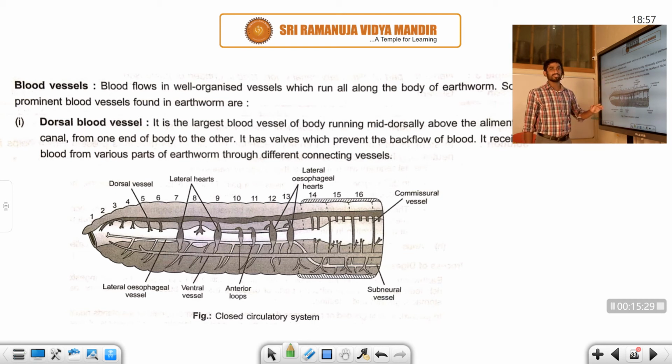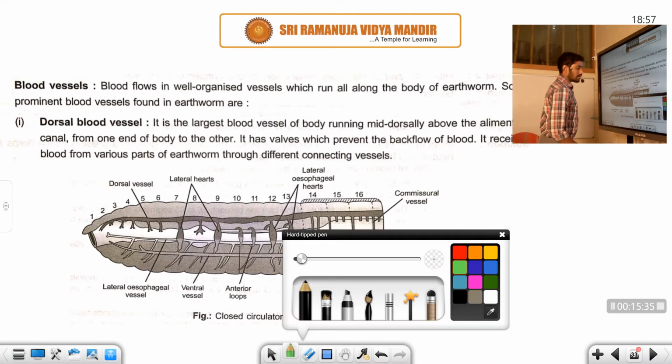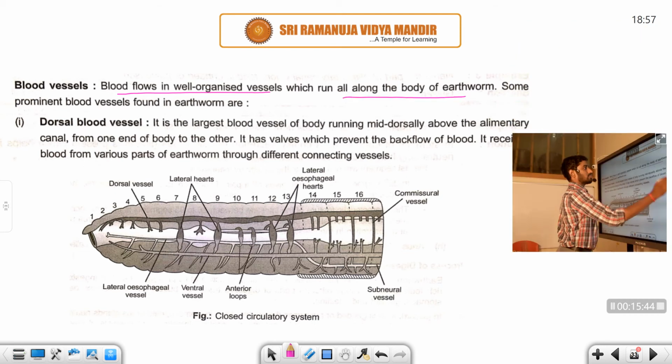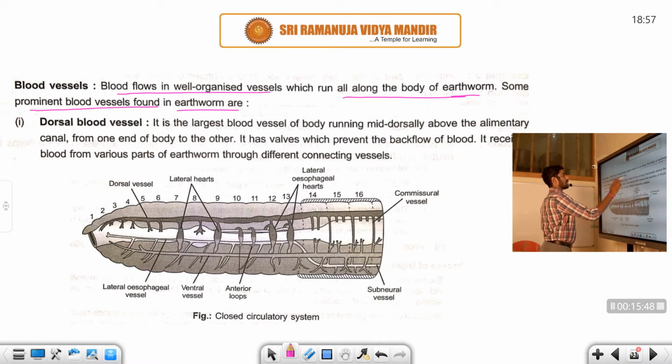Dorsal blood vessel, what is the action? Ventral blood vessel, what is the action? You need to observe very carefully here. Blood vessels: the blood flows in well-organized vessels which run all along the body of the earthworm. Some prominent blood vessels found in the earthworm are the following.